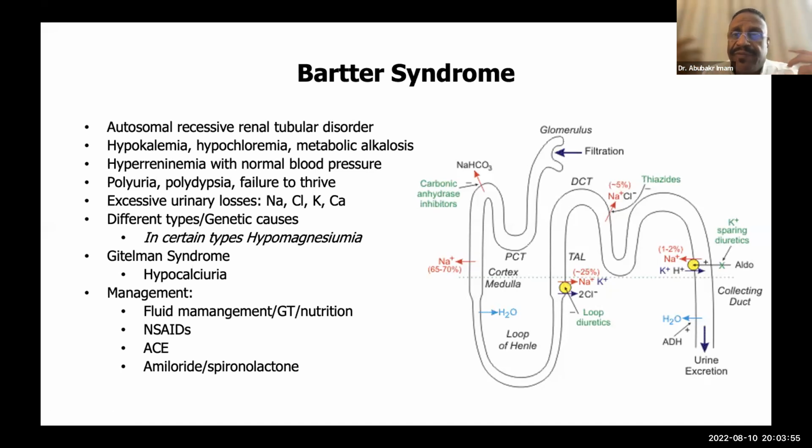Every now and then we have mutations, but in summary, it's an autosomal recessive renal tubular disorder characterized by significant hypokalemia, hypochloremia, and metabolic alkalosis. For those who answered renal tubular acidosis, the answer is in their answer: you have to have acidosis to call it renal tubular acidosis. And we're going to talk about renal tubular acidosis in a minute.